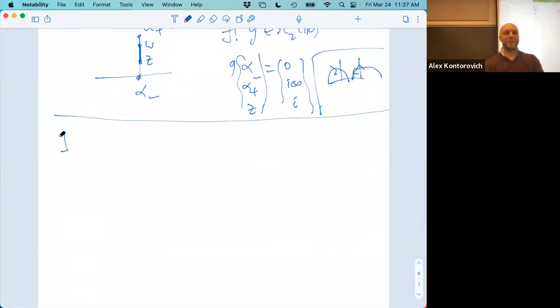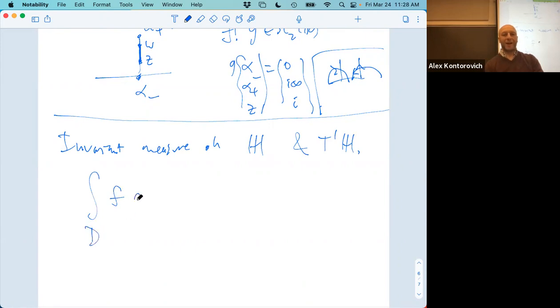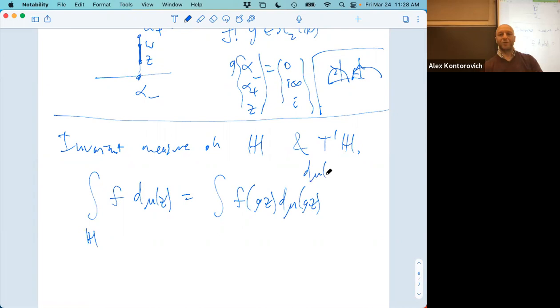So what is an invariant measure? An invariant measure on H and the unit tangent bundle of H. In other words, I want to be able to integrate a function over some domain, and if I write d mu of Z here, that should be invariant under replacing F with F of GZ, and let's say the domain is the entire upper half plane. So I want d mu of GZ to be d mu of Z.